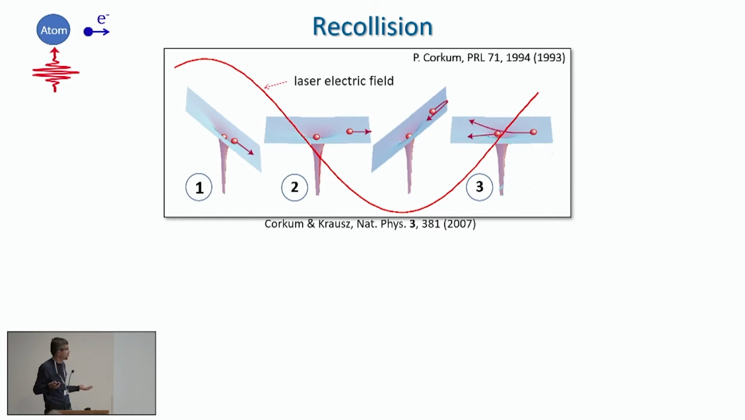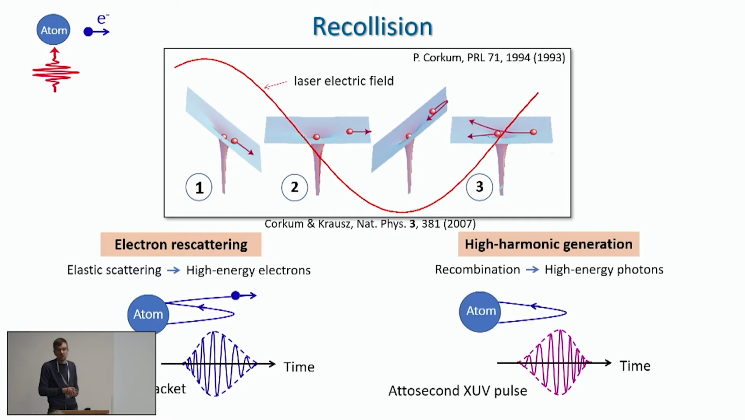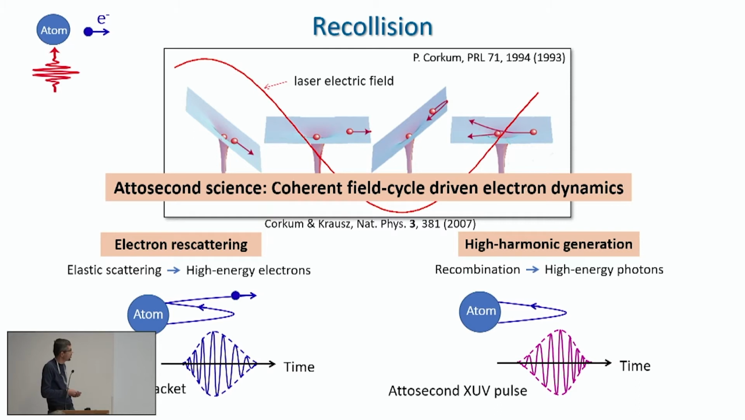And when it collides with the ion, several effects can happen. This is a very foundational process that we call recollision. The first effect that we see is that electrons get fully elastically scattered from the ion. This effect is called rescattering, and it leads to the creation of high energy electrons because they can gain much more energy in this process. The other effect is fully inelastic, when the electron loses all its energy and recombines into the ion. The energy is radiated off as a high energy photon, and this leads to the generation of attosecond light pulses.